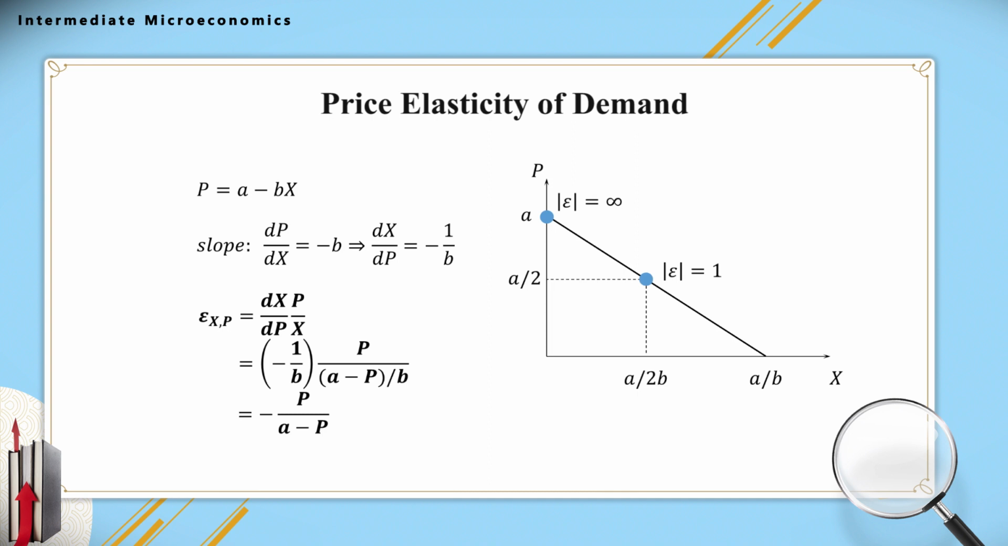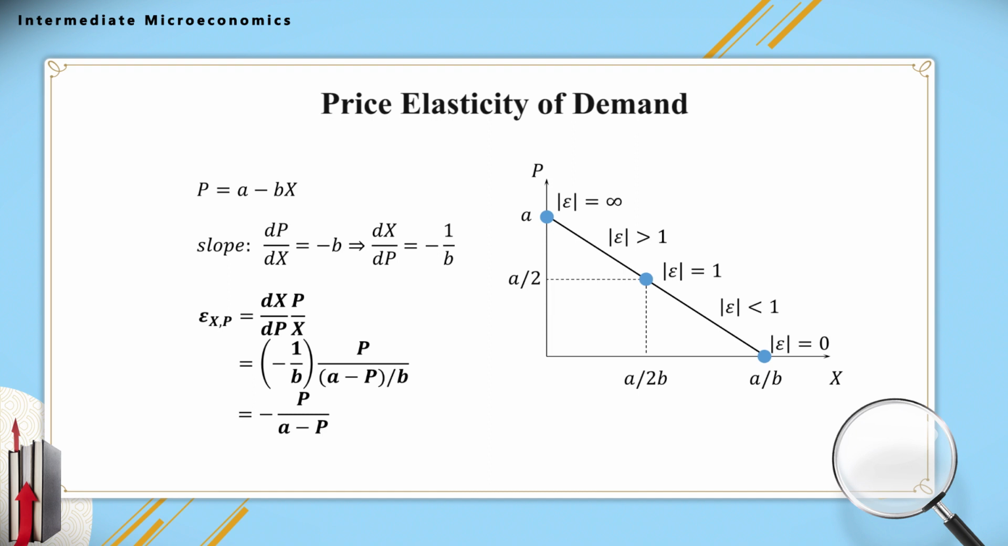that is, at the midpoint of the demand curve, the elasticity is 1, and at the horizontal axis intercept, P equals 0, and the elasticity is also 0. On the upper half part of the demand curve, P is greater than half of A, the elasticity is greater than 1, while on the lower half part of the demand curve, P is less than half of A, the elasticity is less than 1.